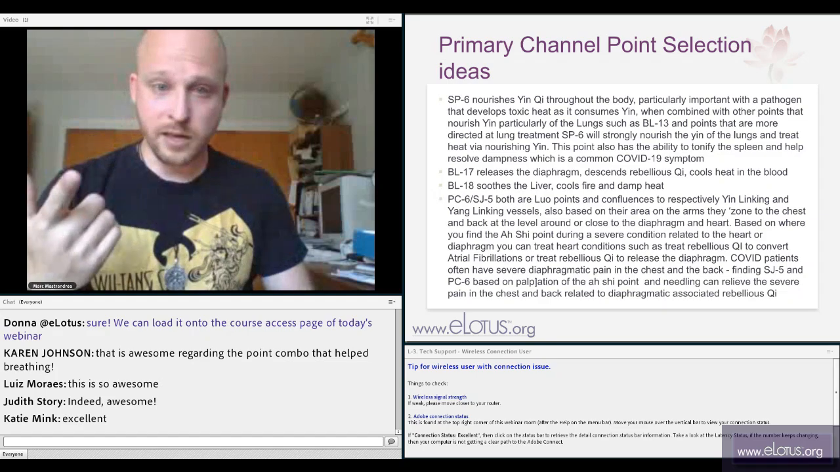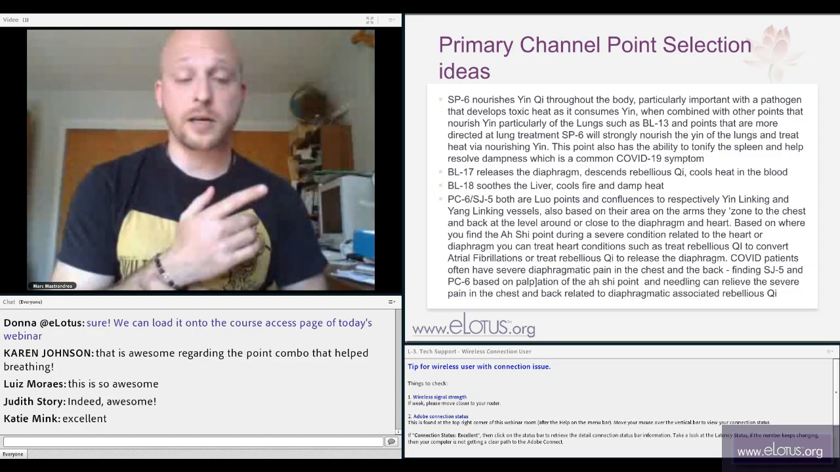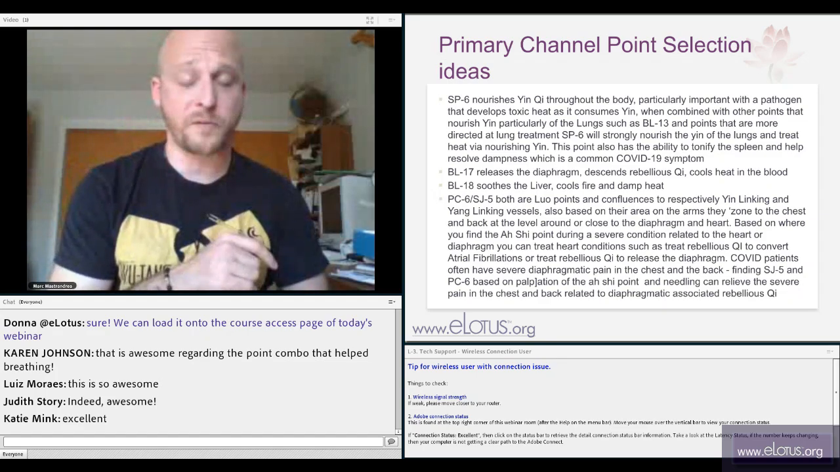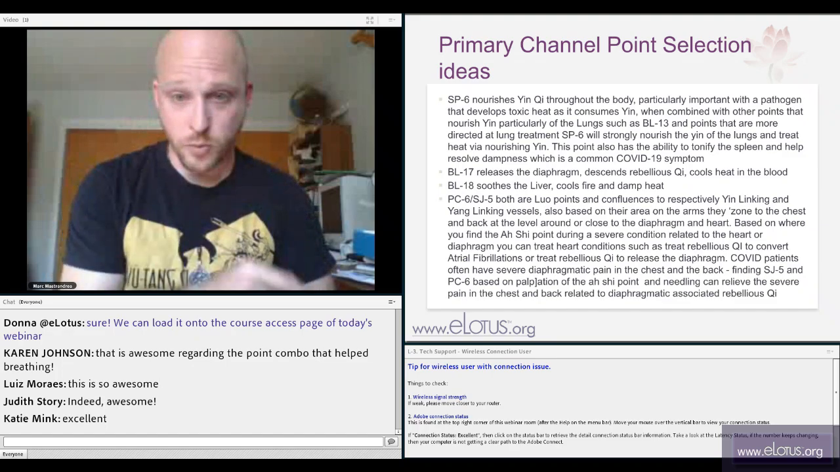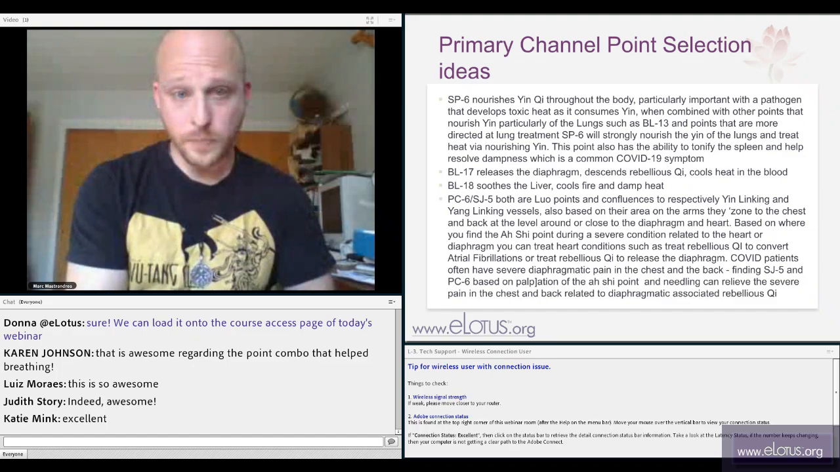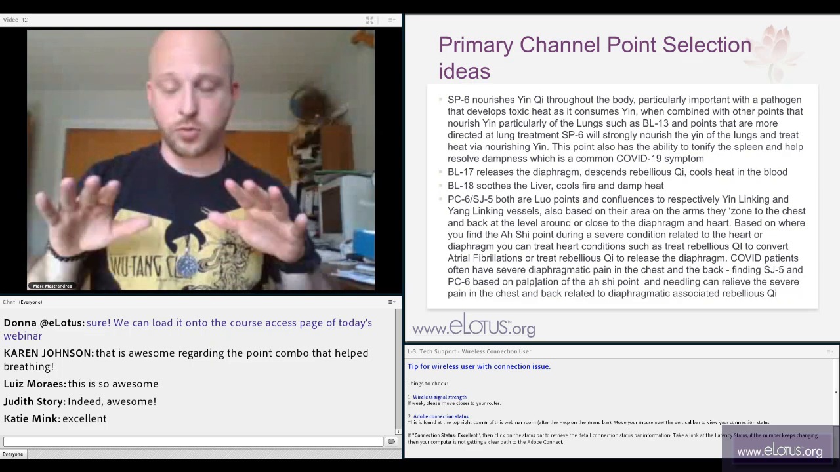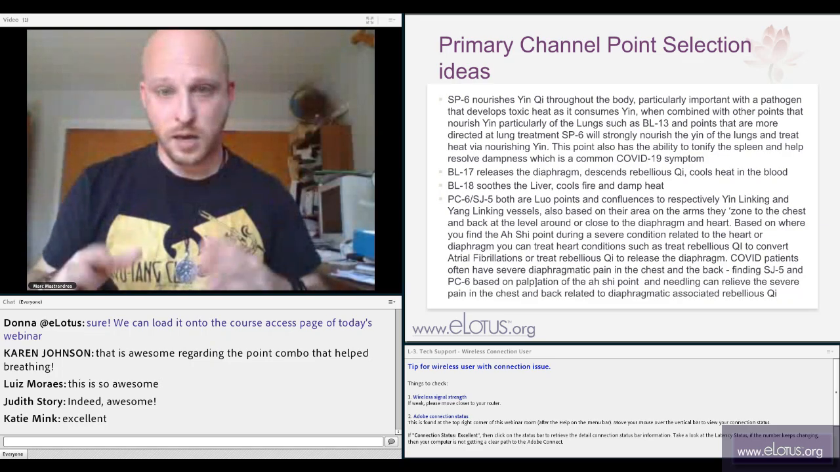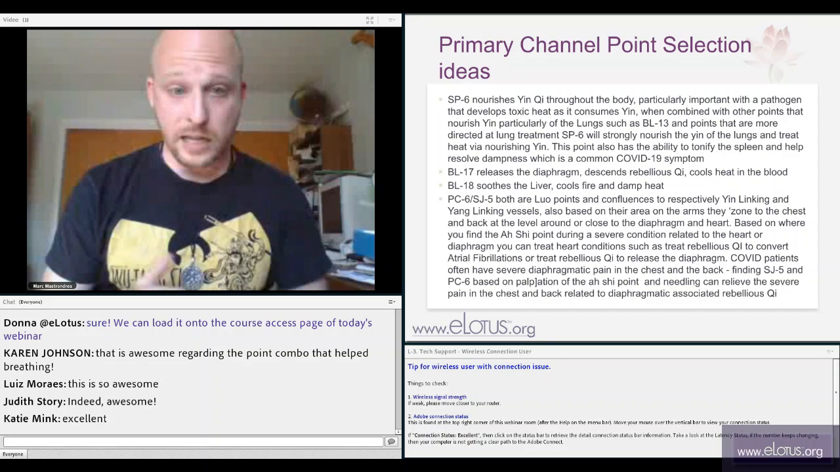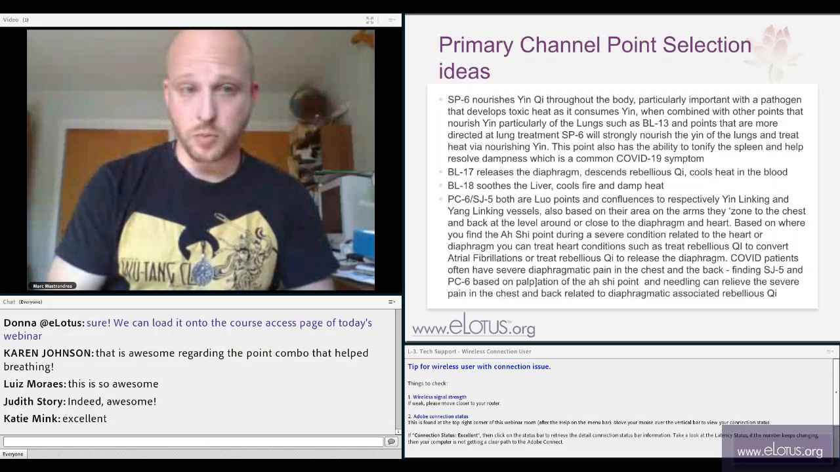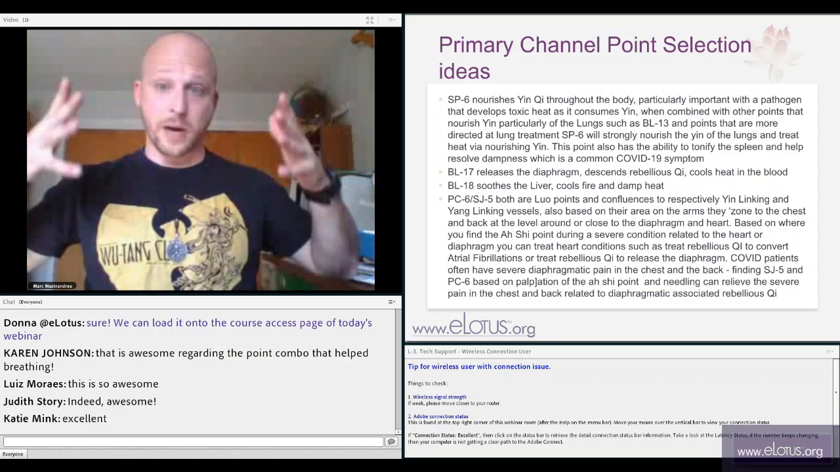Pericardium 6, Sanjiao 5. This is a combination that I started using for patients. I added a little bit more in here with heart issues. They're both low points, so they both help to calm down rebellious qi. They open up the yin linking and the yang linking vessels, right? So they help to move yang and yin through the body.